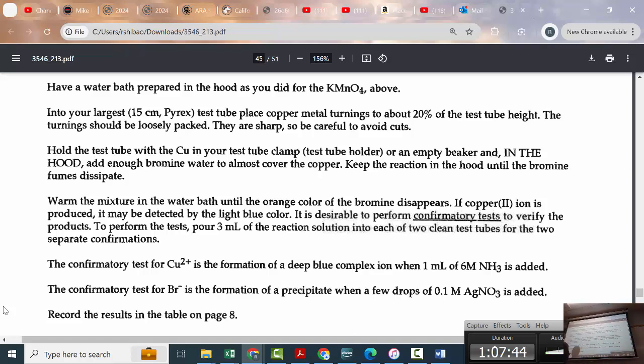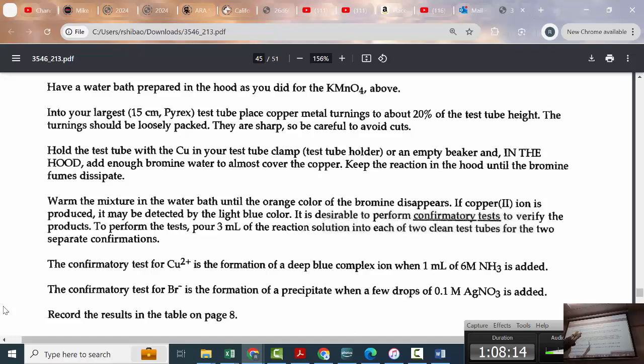We might have a water bath prepared in the hood, as you did for the KMnO4. You've got to do the KMnO4 in the hood. It generates chlorine. We don't want to breathe the chlorine in the lab. So the hood is going to collect all the chlorine gas that's generated in the previous reaction. So you're going to do this in the hood. Actually, we're not going to make a water bath. The potassium permanganate doesn't need it. So we're just going to do it.